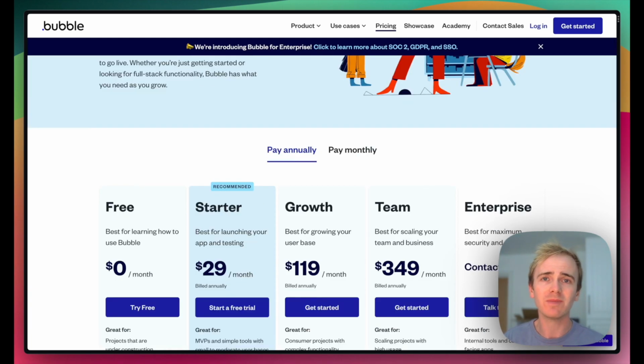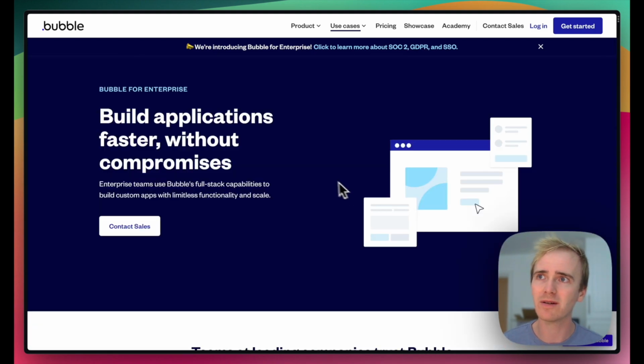Yep, so that's it. Basically, if you wrote Bubble off, if you thought that Bubble was not a good option because you didn't think it hit the right protocols of security needed for your idea or your business, then it's certainly worth giving Bubble a second look now. Just Google Bubble for Enterprise, and you can read their whole announcement there.